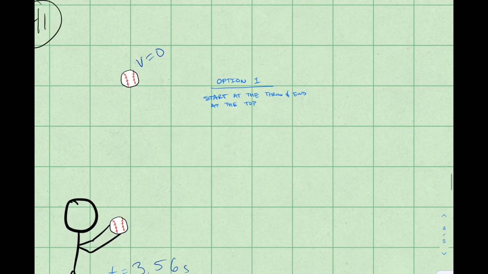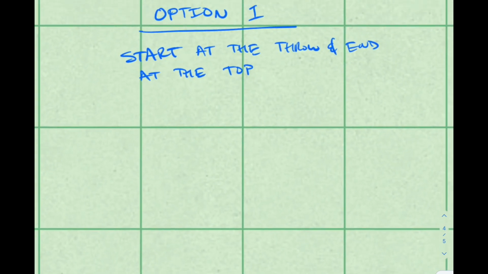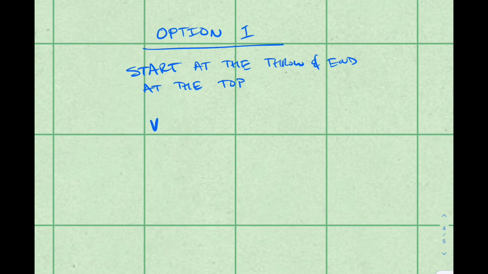So we can look at this a couple of ways. Here's the first way. We can start by calling our initial when we throw it up. So we start at the throw and we end at the top. Our initial is when you throw it, and our final is when it reaches its highest point. That initial velocity is up, and then it's going to reach that highest point. Let's take a look at how we would formulate our variables. Our initial velocity, we don't know. It's what we're looking for.